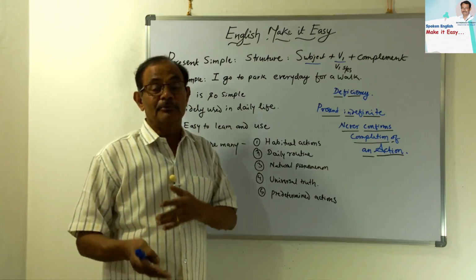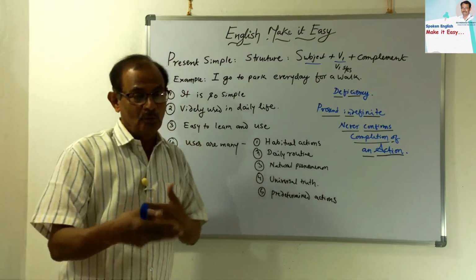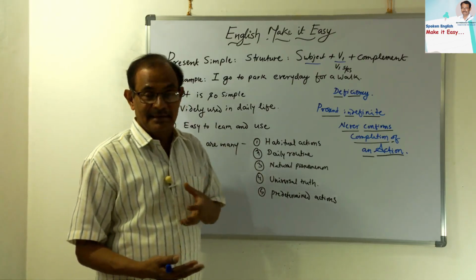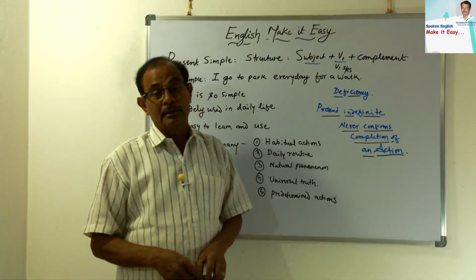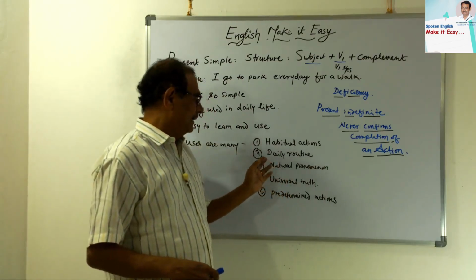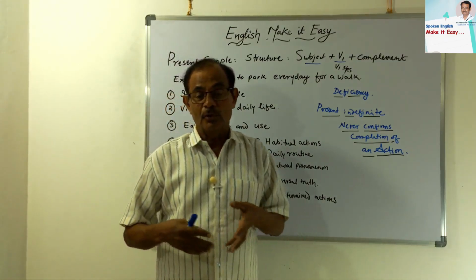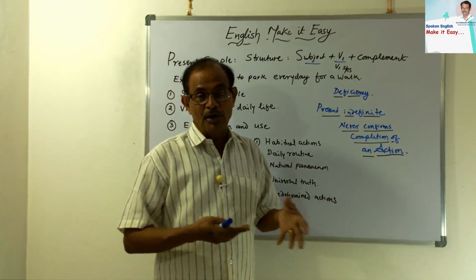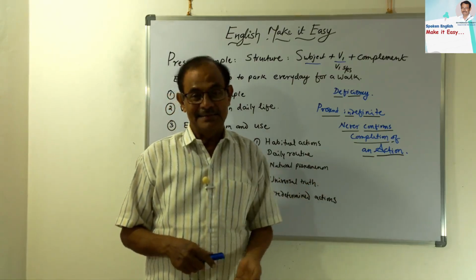To describe your habitual action. These are only the headings I am telling you, and let us go to each one in the next slide. Habitual actions: every day we do some habits. He is a good cricketer. And daily routine: I wake up early in the morning, I brush my teeth, I go to office, I work there for 8 hours, come back home, read the newspaper, watch TV and go to bed. These are all my daily routine. Every day I do these actions.